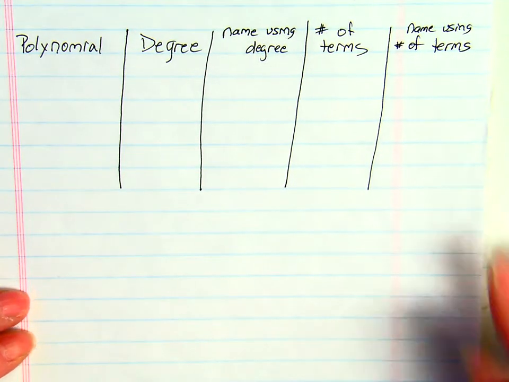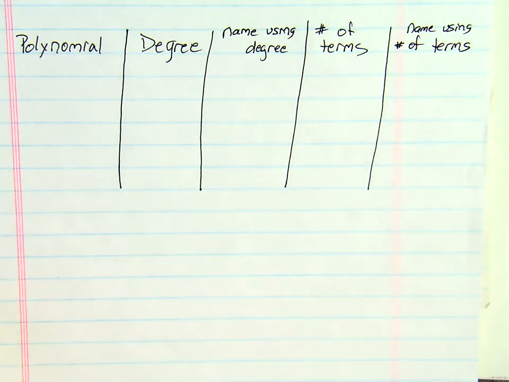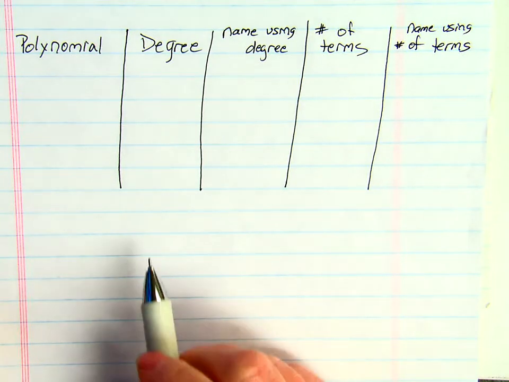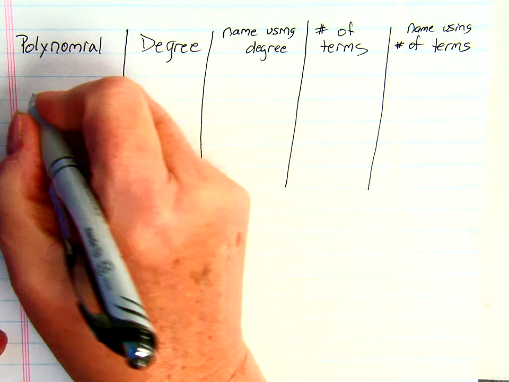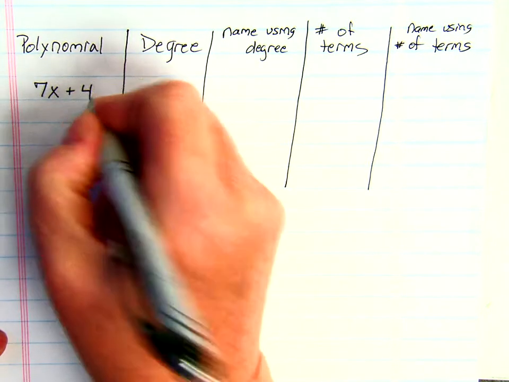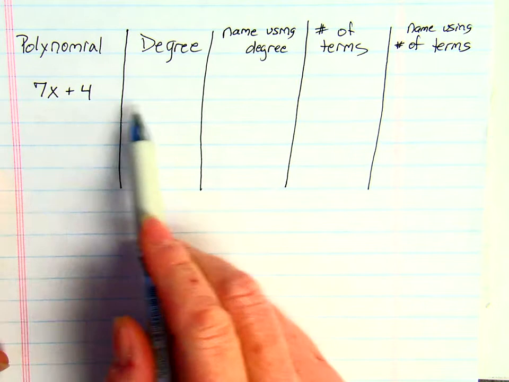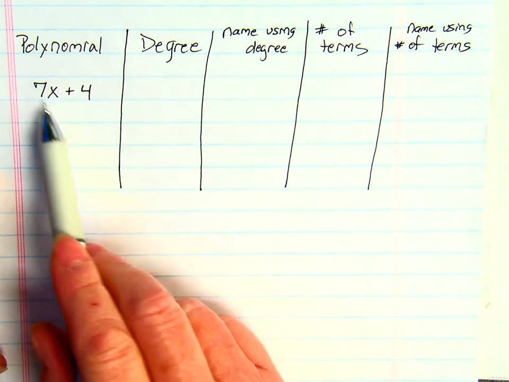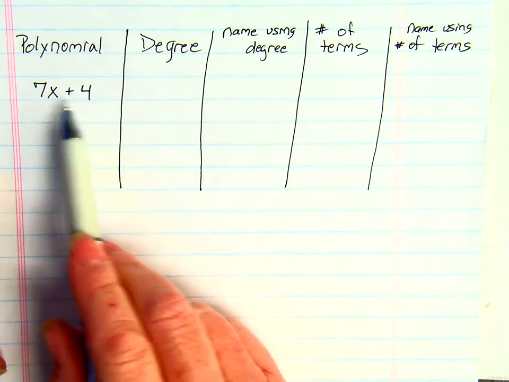Okay, so this should be something that you have in your notebook as we go through, be filling it out. I think that you'll see that it's very understandable. So we're going to start with 7x plus 4. Now, looking at this, we have just the one variable. We've got 2 terms.